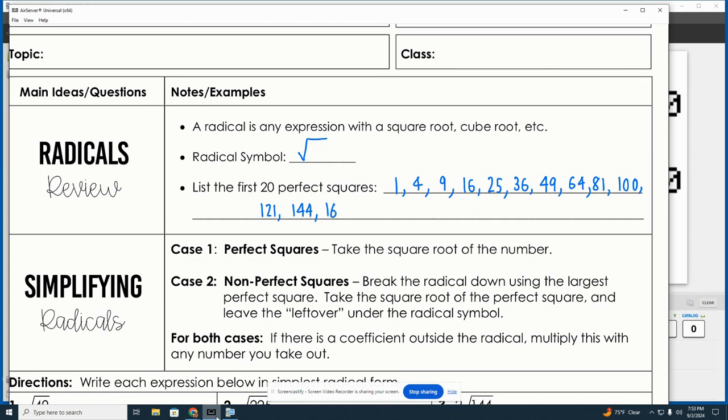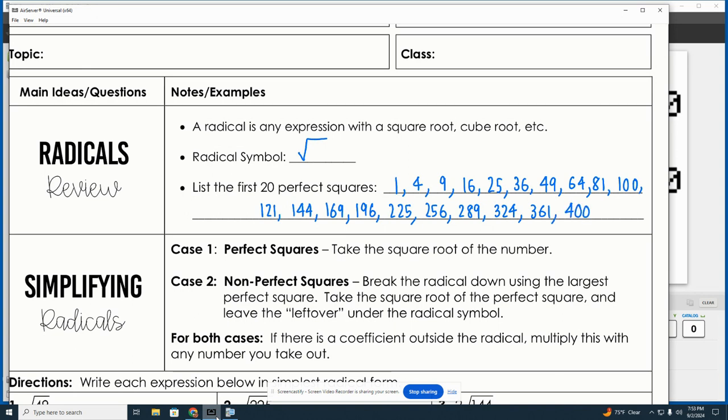13 is 169. 14 is 196. 15 squared is 225. 16 squared is 256. 17 squared is 289. 18 squared is 324. 19 squared is 361, all the way up to 20 squared, 400.